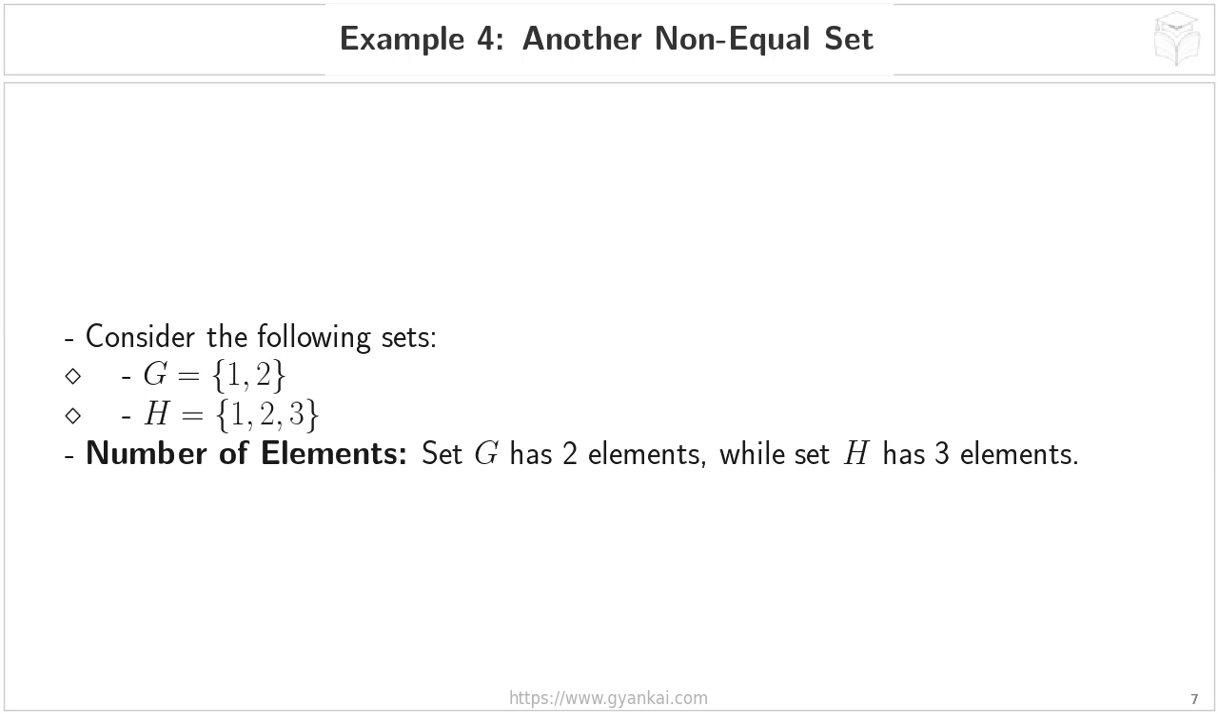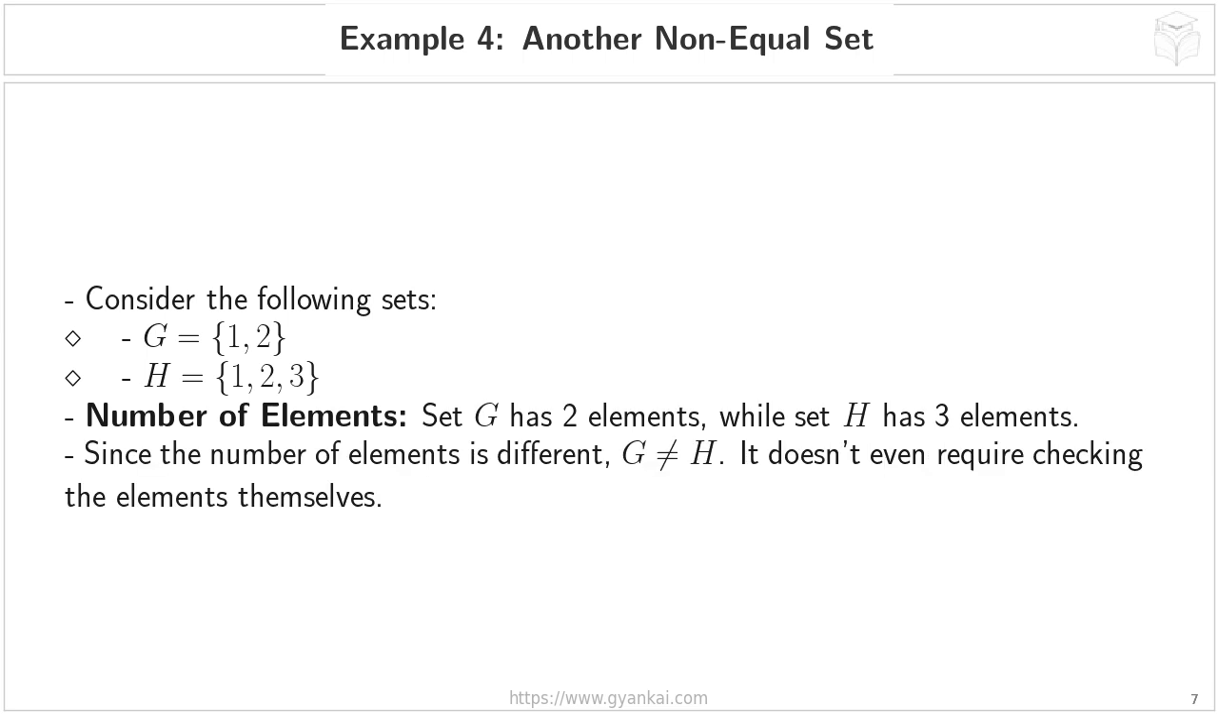Set G has 2 elements, right? 1 and 2. Set H, on the other hand, has 3 elements, 1, 2, and 3. Because the number of elements in set G and set H are different, we can immediately conclude that these sets are not equal. We don't even need to bother checking if the elements themselves are identical. If the cardinalities, that's just a fancy word for the number of elements, are different, the sets cannot be equal. So, we write that G is not equal to H.